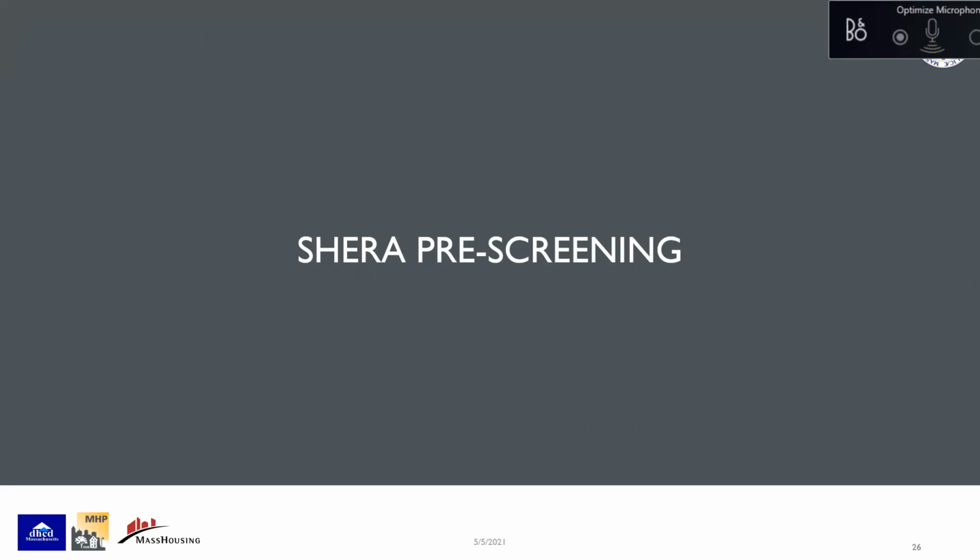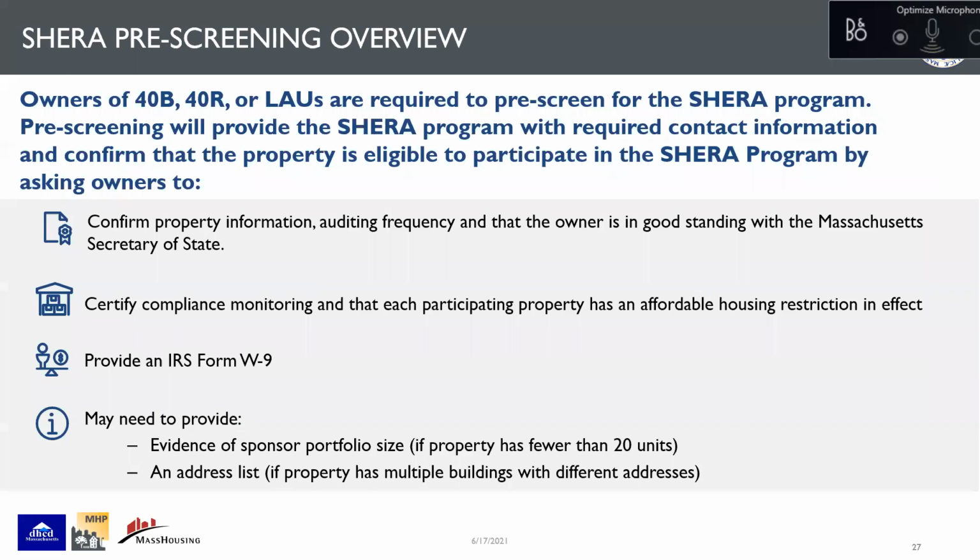So I'll talk a bit about the pre-screening process for properties specifically that are 40B properties, 40R properties, or local action units. These property types are required to pre-screen for the SHERA program. What pre-screening does is it provides the agency with the required contact information and the ability to confirm that the property is eligible. And ultimately, it provides the owner operator with the project identifications it needs in order to register in the SHERA portal.